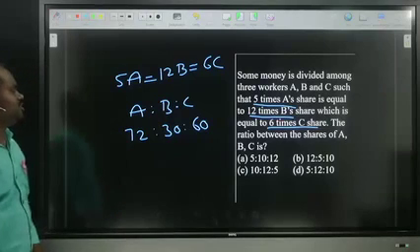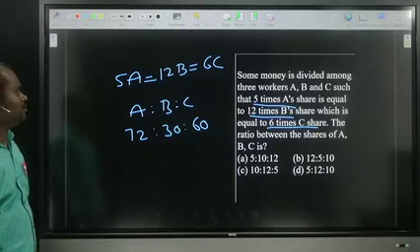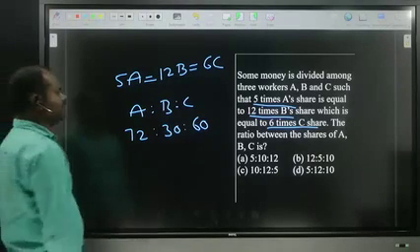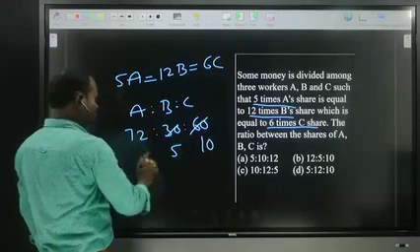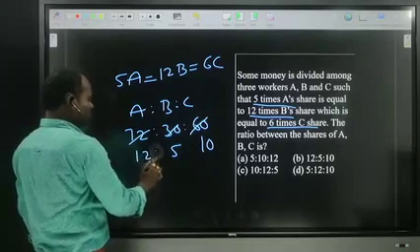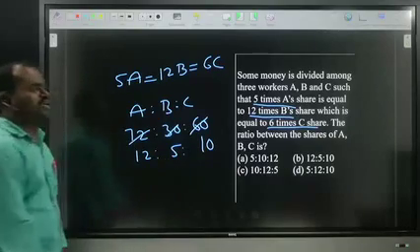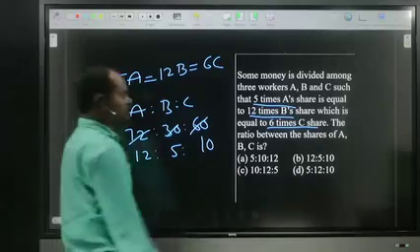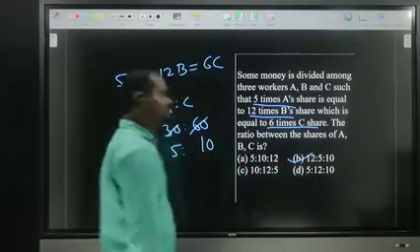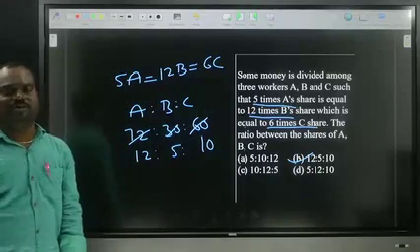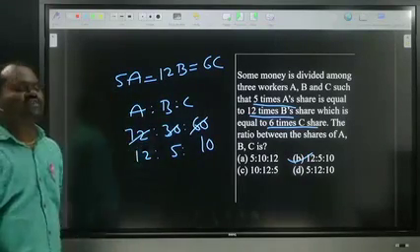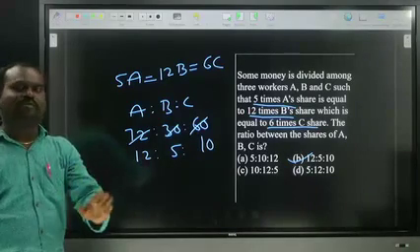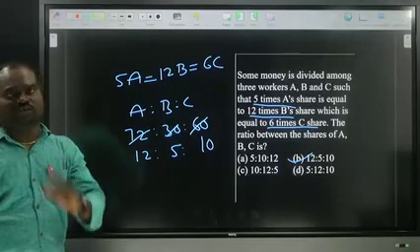Any cancellation? Can we cancel by the 6 table? 6 tens, 6 fives, 6 twelves. So what is the ratio? 12 is to 5 is to 10, nothing but option B. For 5 times A equal to 12 times B equal to 6 times C, when it is multiplication, we should move with inverse ratio logic.